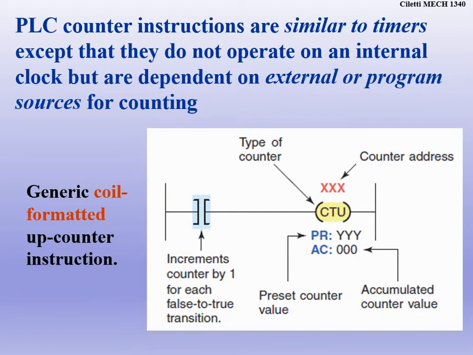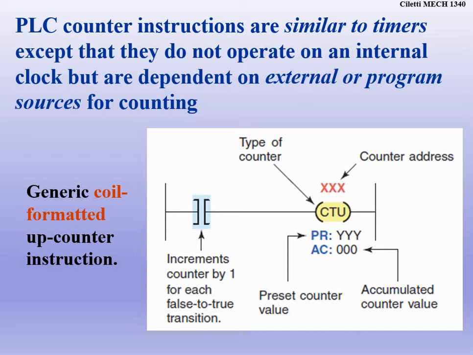Very similar to timers in how we do instructions. This one's coil based. So we write in the type of counter. This is a CTU, so this is an up counter, or count up. We're going to give it a counter address, and we're going to go over the addressing when we do the Siemens labs, so that you understand what to put in for the addressing.